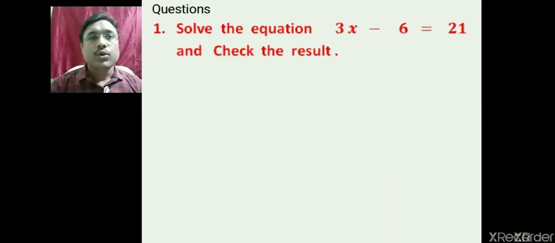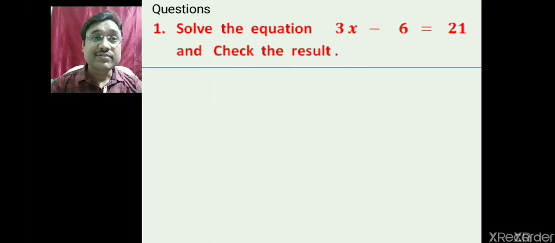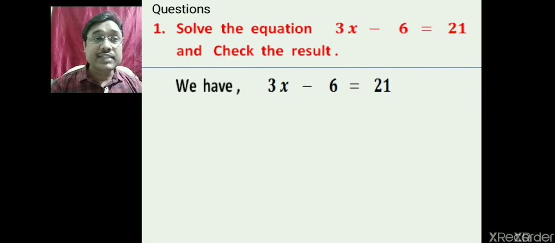Now solve the equation. We will see some example questions here. Solve the equation 3x minus 6 equals 21 and check the result also. After that you will put the value of the variable in the expression and check whether it is satisfying the equation or not. Okay, then we can have this solution, that we have 3x minus 6 equals 21 as the equation.